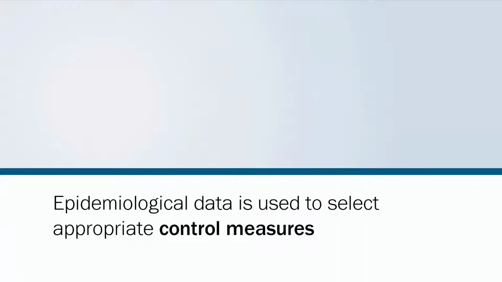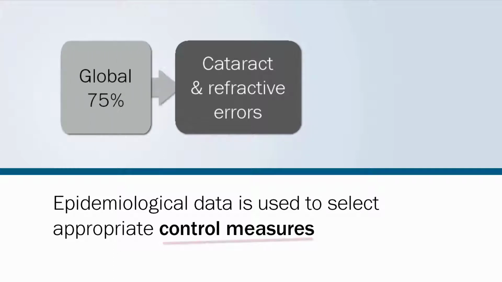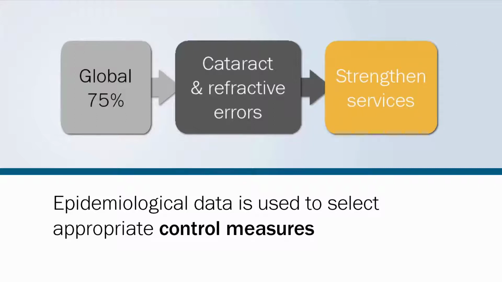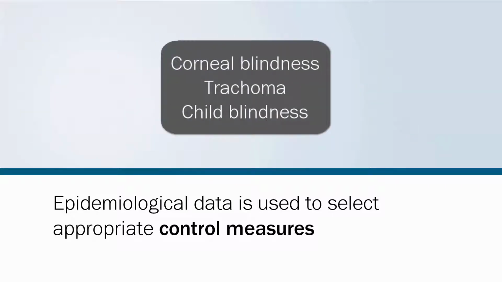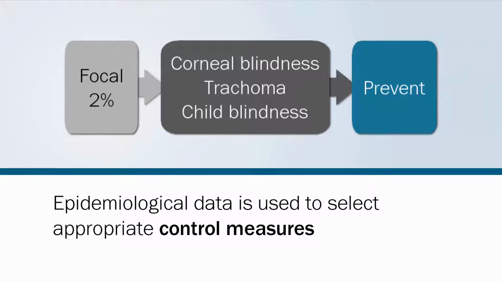Epidemiological data is used to select appropriate control measures for eye disease. Cataract and refractive errors are global diseases, as they occur across all populations and cause 75% of all avoidable visual impairment. There are clear treatment strategies for these two diseases, which can be implemented by strengthening eye health systems and ensuring access for all. Corneal blindness, trachoma and childhood blindness are considered focal diseases because they affect vulnerable high-risk groups of people. There are methods in place to identify endemic areas, to treat affected people, and more importantly, to implement appropriate prevention measures and strengthen primary eye care.